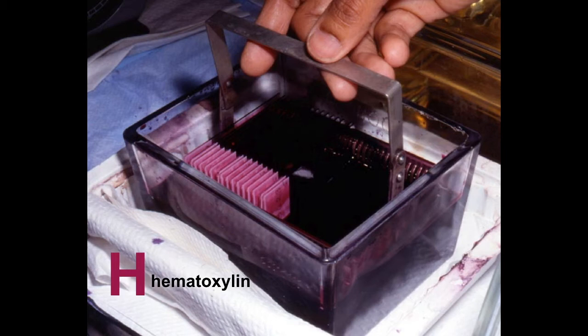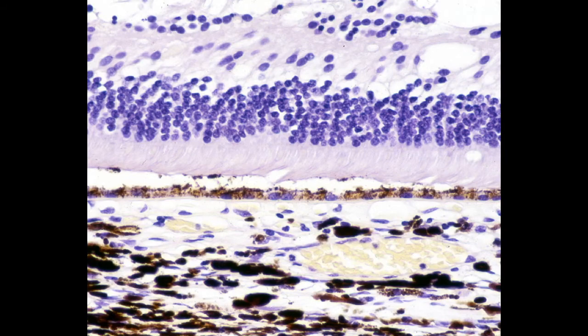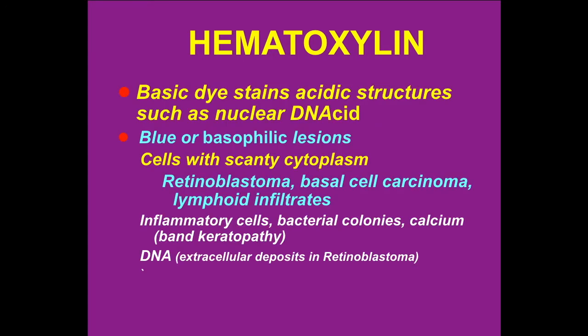Hematoxylin is a basic stain, and it stains acids. This is a section stained only with hematoxylin. The hematoxylin is staining the nuclei of the cells in the retina because they contain DNA, an acid. So hematoxylin, a basic stain, stains acidic structures like nuclear DNA.